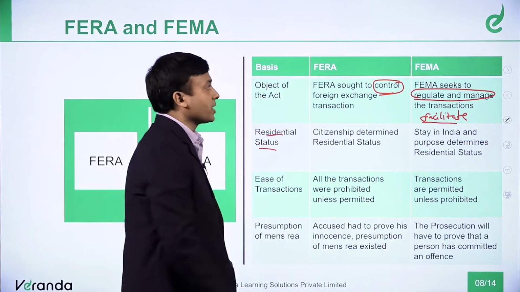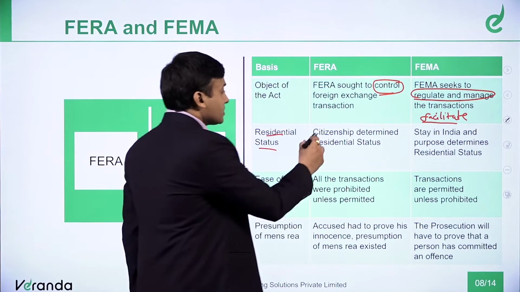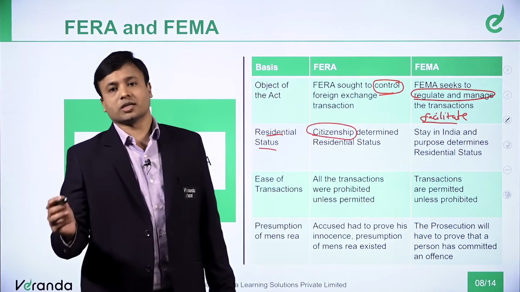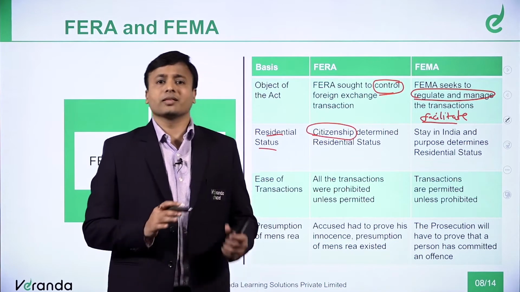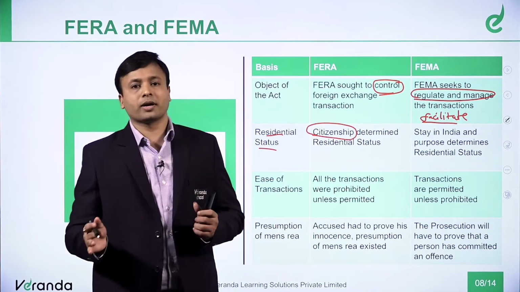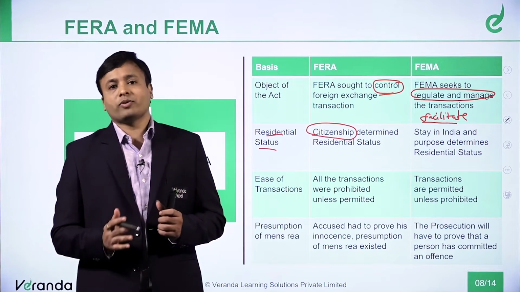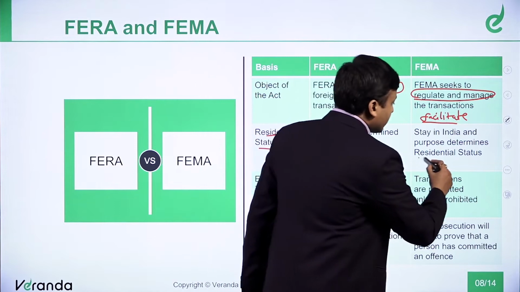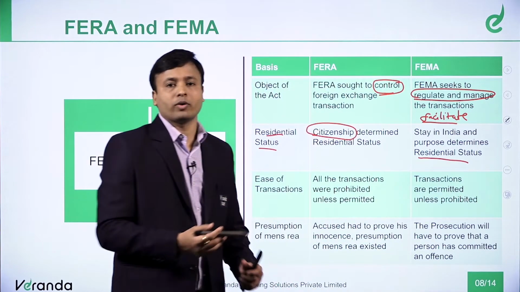Residential status. In the case of FERA, citizenship was the predominant reason based on which the residential status was determined. However, in the case of FEMA, that was also completely overhauled and a new mechanism of identifying the residential status was enacted. So we will study this in detail in the coming units.